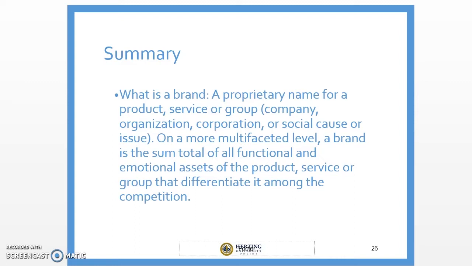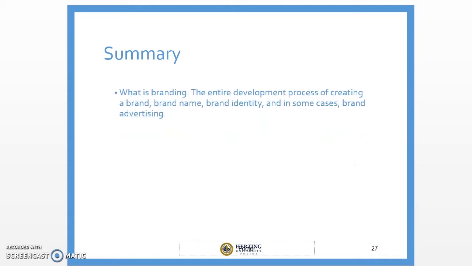So, in summary, what is a brand? It's a proprietary name for a product, service, or group, company, organization, corporation, or social cause or issue. On a more multifaceted level, a brand is the sum total of all functional and emotional assets of the product, service, or group that differentiate it among the competition. What is branding? The entire development process of creating a brand, brand name, brand identity, and in some cases, brand advertising.